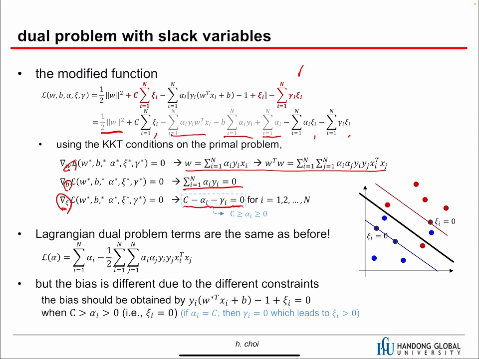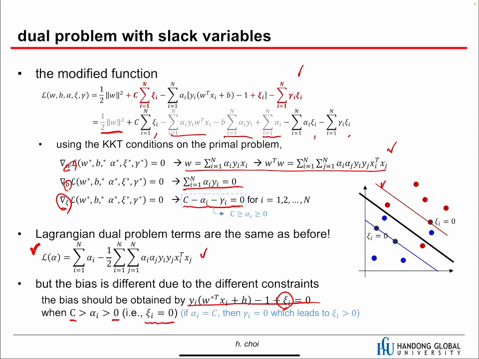With these equations, we can get the Lagrangian dual problem. Look at this one: the Lagrangian dual problem terms are exactly the same as before, but the bias is different due to the different constraint. So the bias should be obtained by this term, only when alpha i is less than C and greater than 0. That means psi is 0.